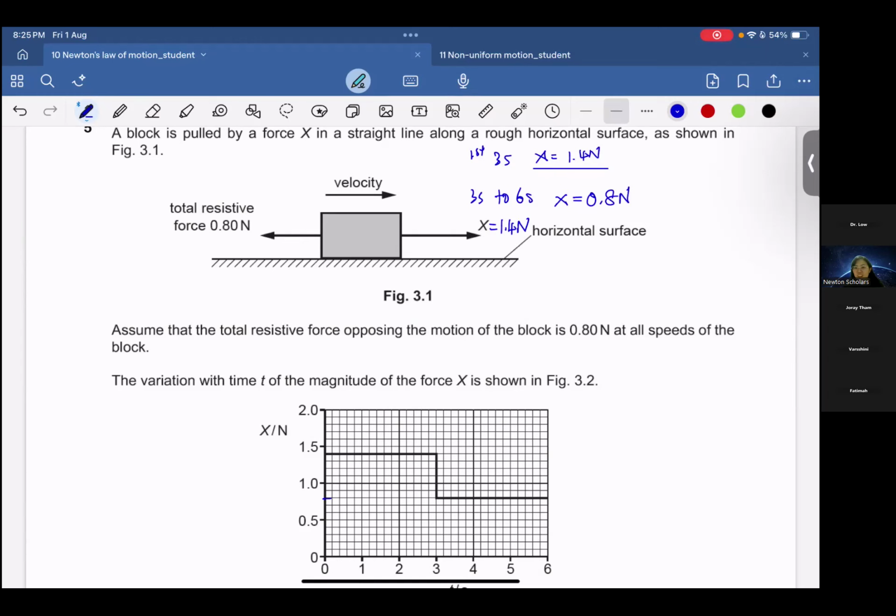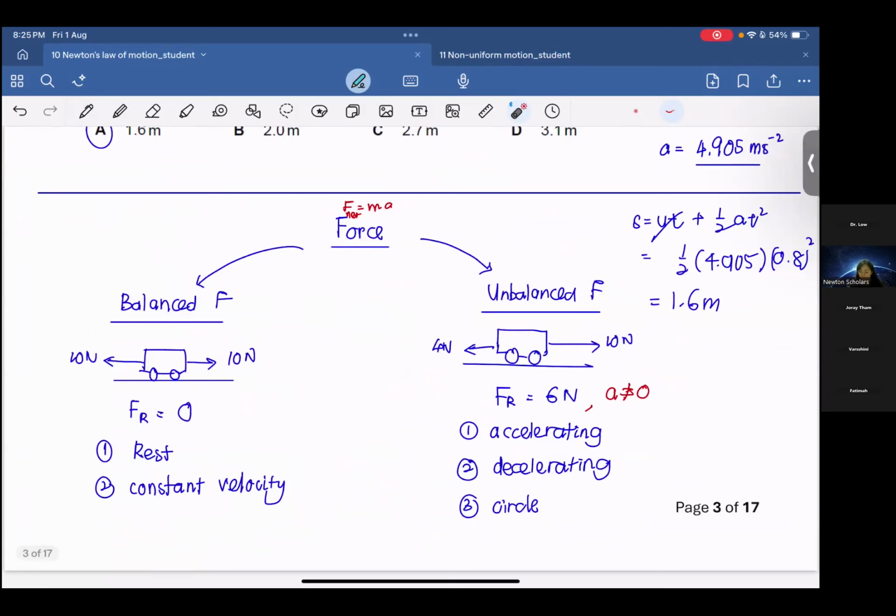Constant speed, Kai Qian, correct. Fawal, let me check. Constant speed because resistive force and force X are the same. Good job. Okay, look here. 3 seconds to 6 seconds, the X is 0.8 Newton. The opposite direction force is also 0.8 Newton. So this is what I mentioned just now. It will be a balanced force.